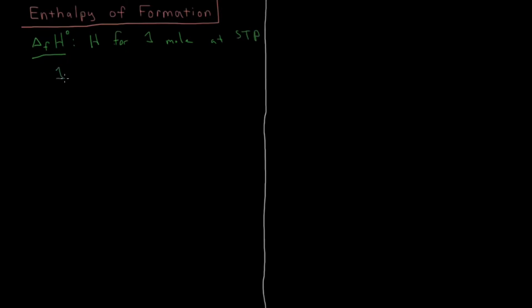So that's typically 1 bar, and then STP usually is 273 Kelvin. Sometimes you'll have SATP as well, which might either be 293 Kelvin or 298 Kelvin, depending on your source, so check your source. But basically, we're creating 1 mole of a substance, and the key is that it is from its elements in their standard states.